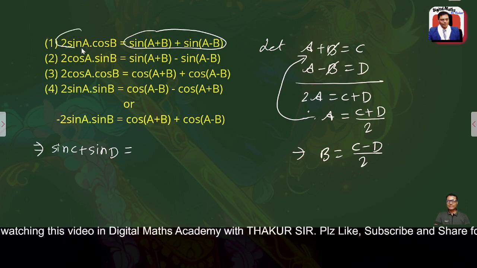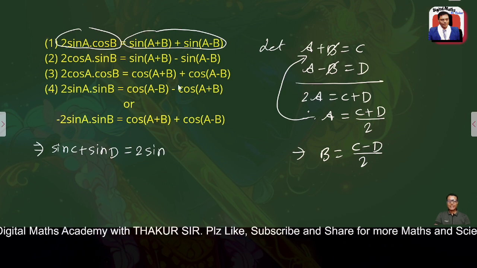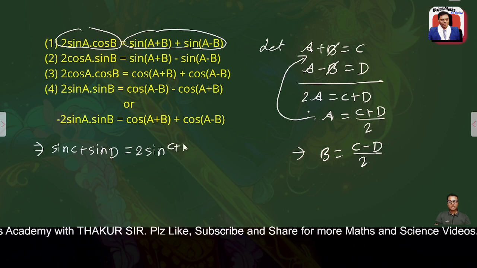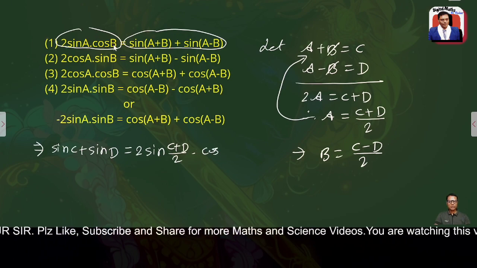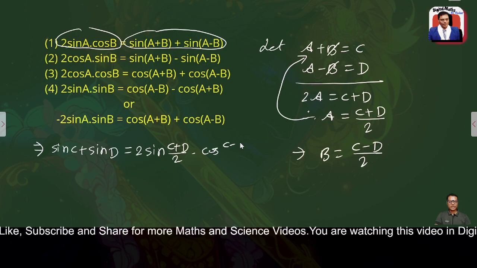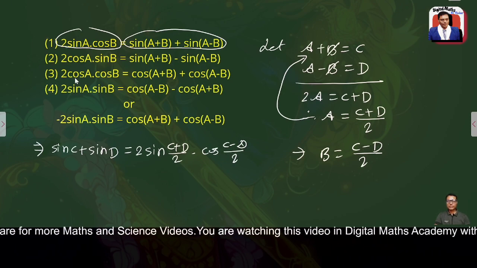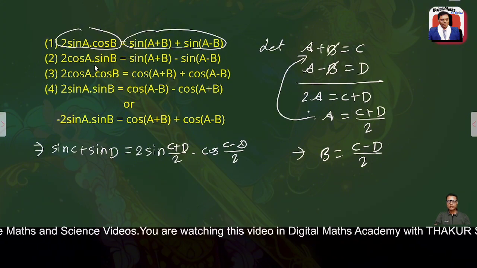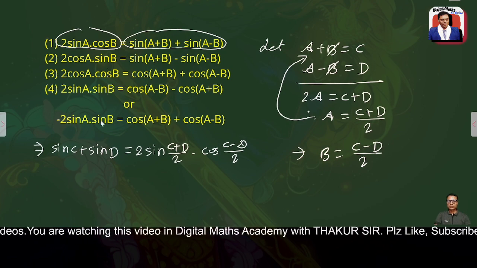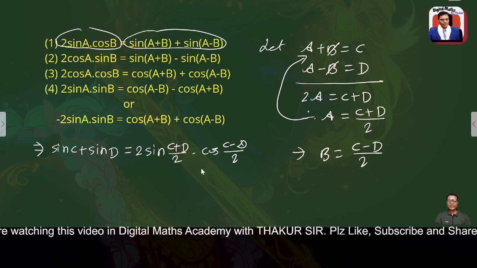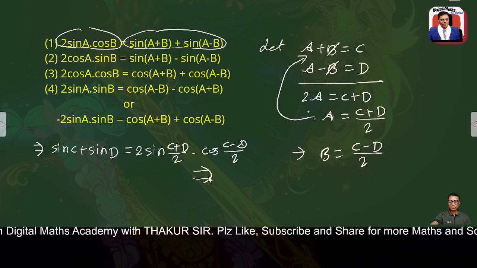equals to, at the right hand side we have here 2 sine, and A becomes C plus D by 2, then cos, and B becomes C minus D by 2. So similarly, we can write 2 cos A dot cos B, 2 cos A dot sin B, minus 2 sin A dot sin B. We can get all the formulae, so we are going to write some more four formulae.